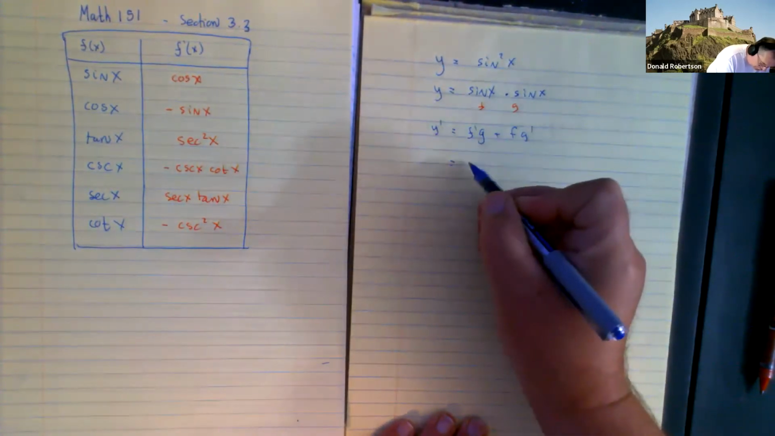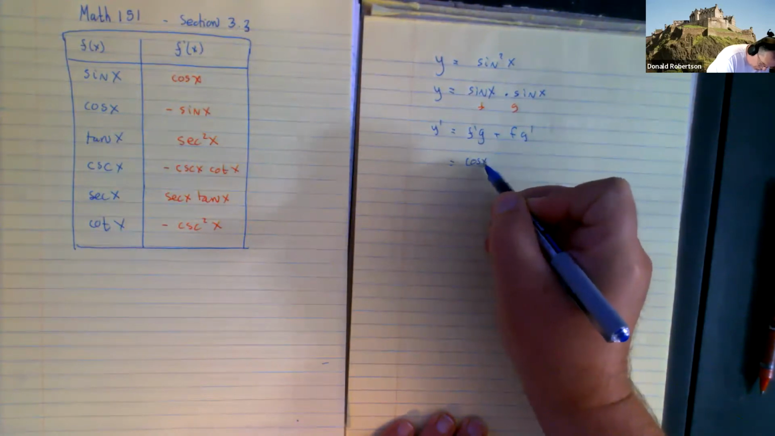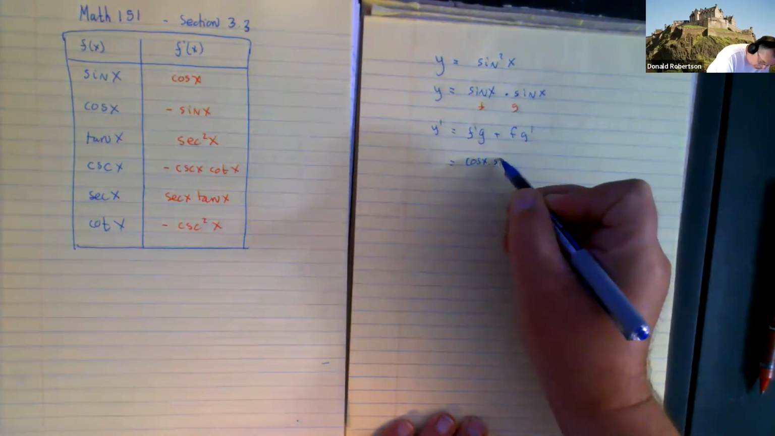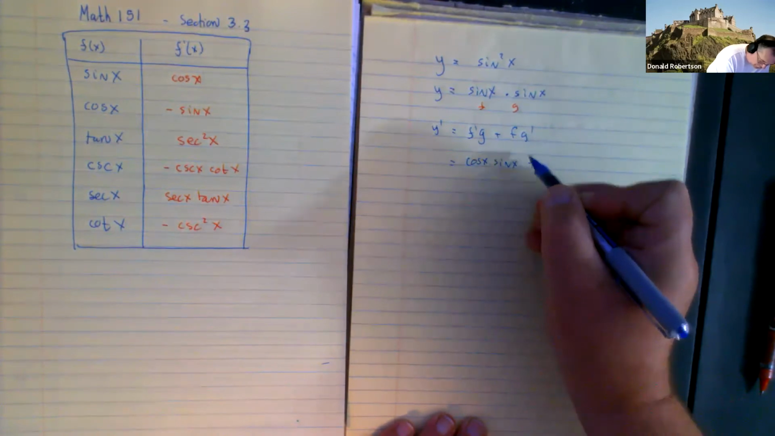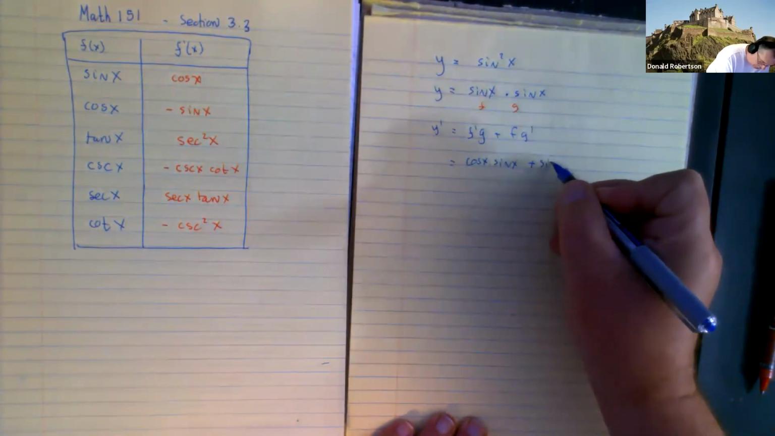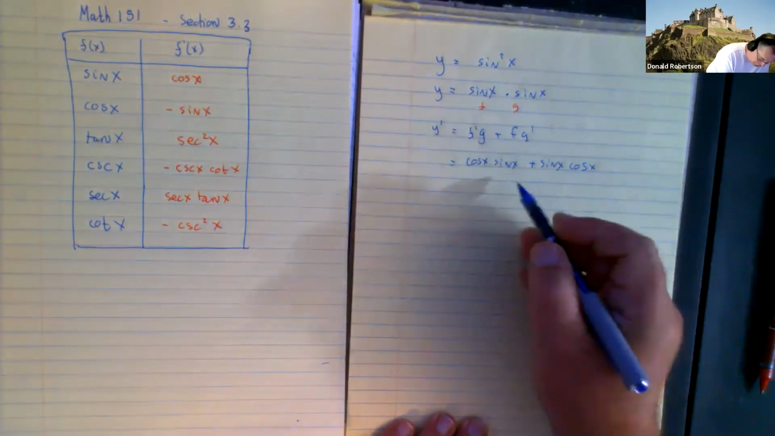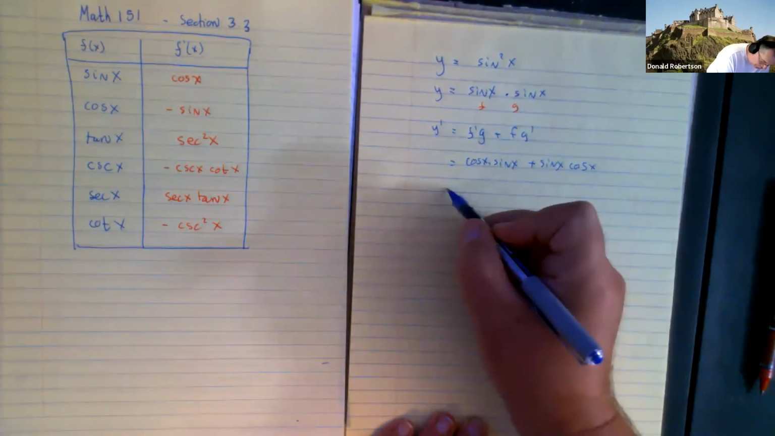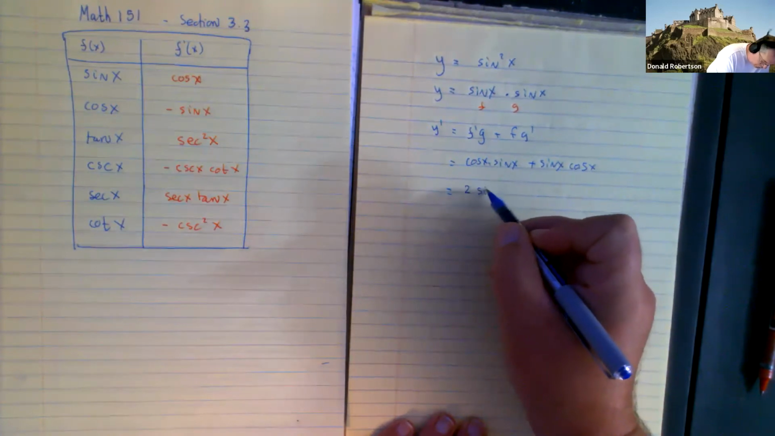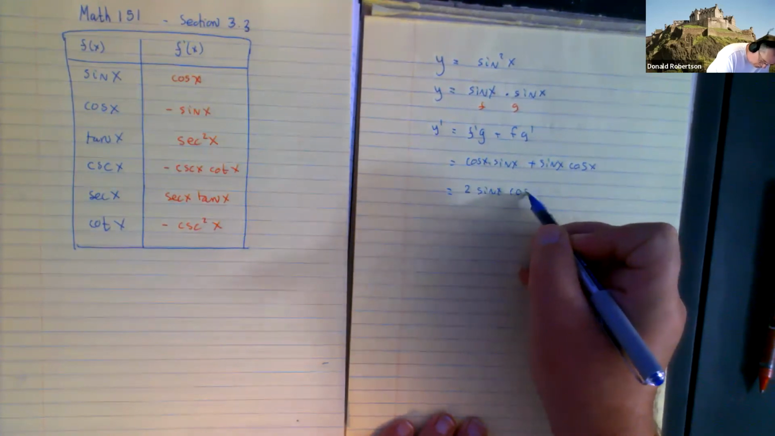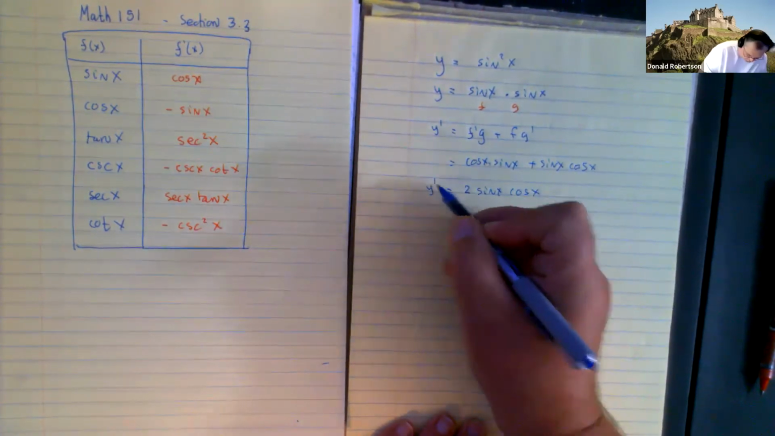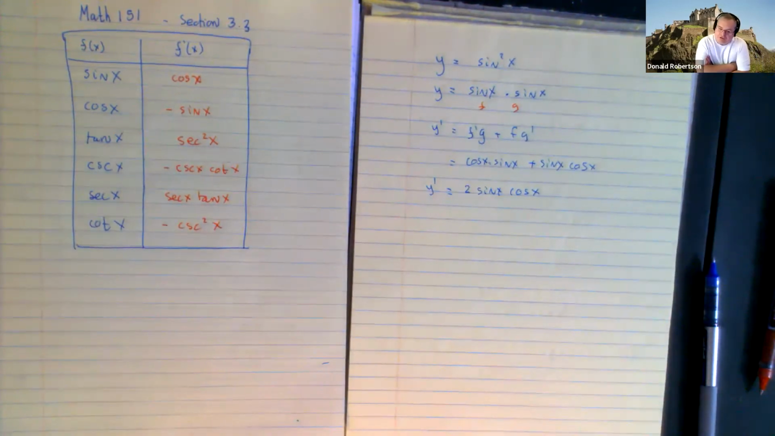If you differentiate a sine, you get a cosine. Leave that one alone. Plus, leave this guy alone, and differentiate sine, you get cosine. So these two are actually both the same thing. So you have 2 sine x cosine x, which looks really nice according to the style point rules.